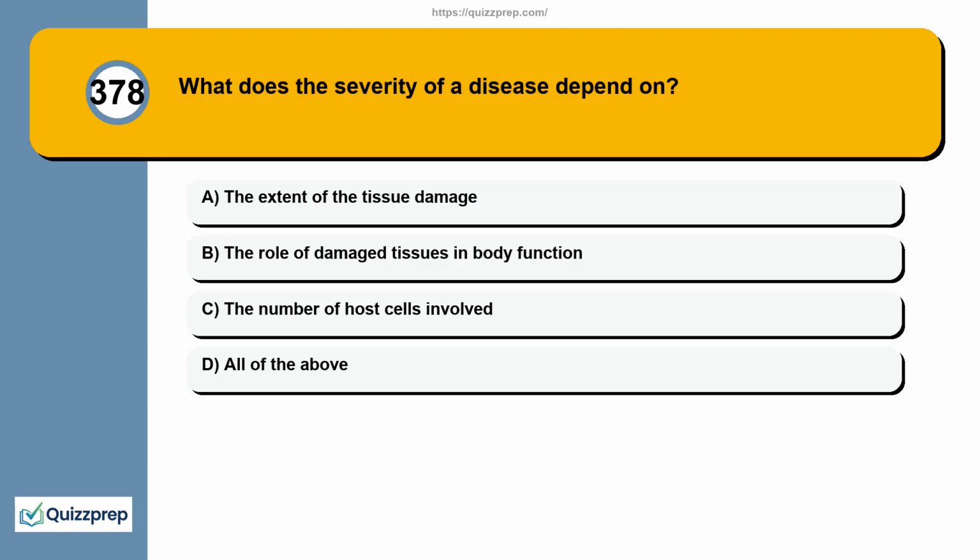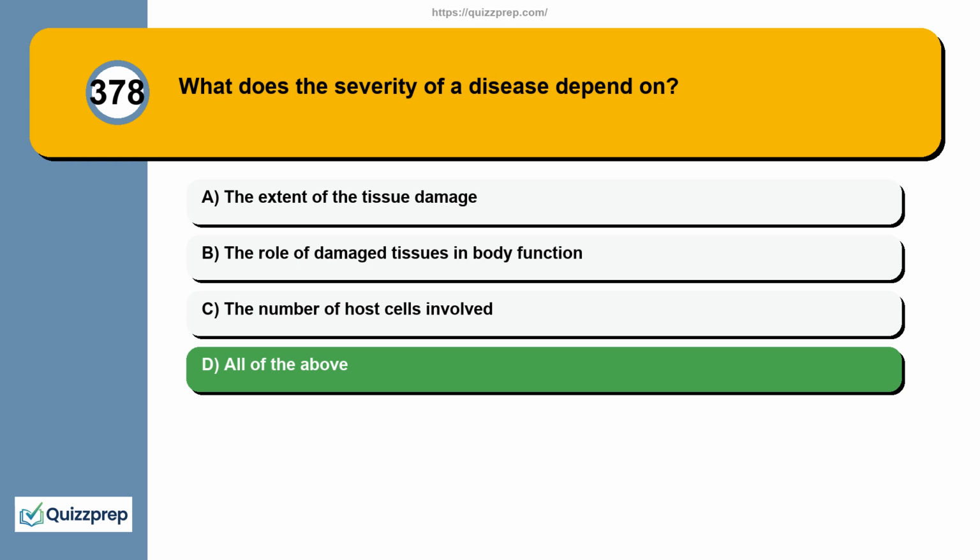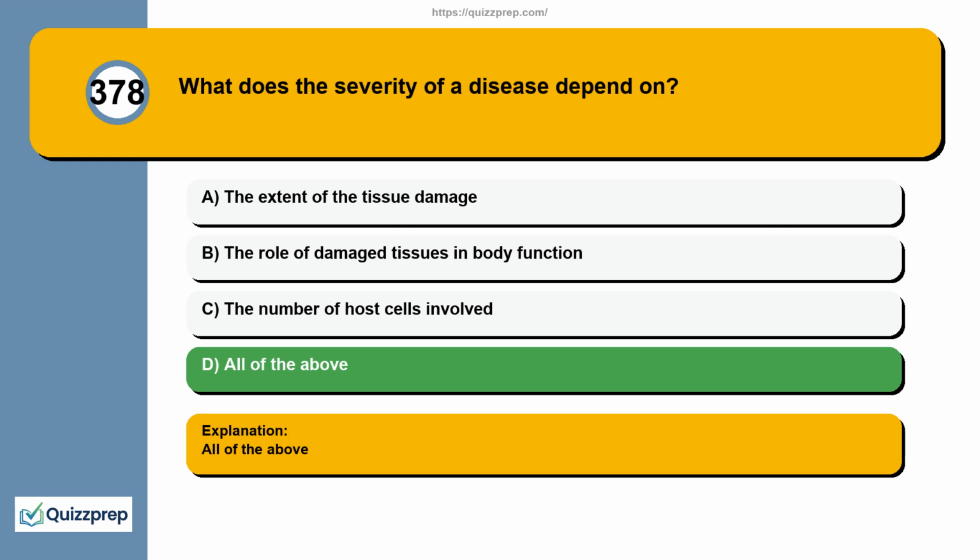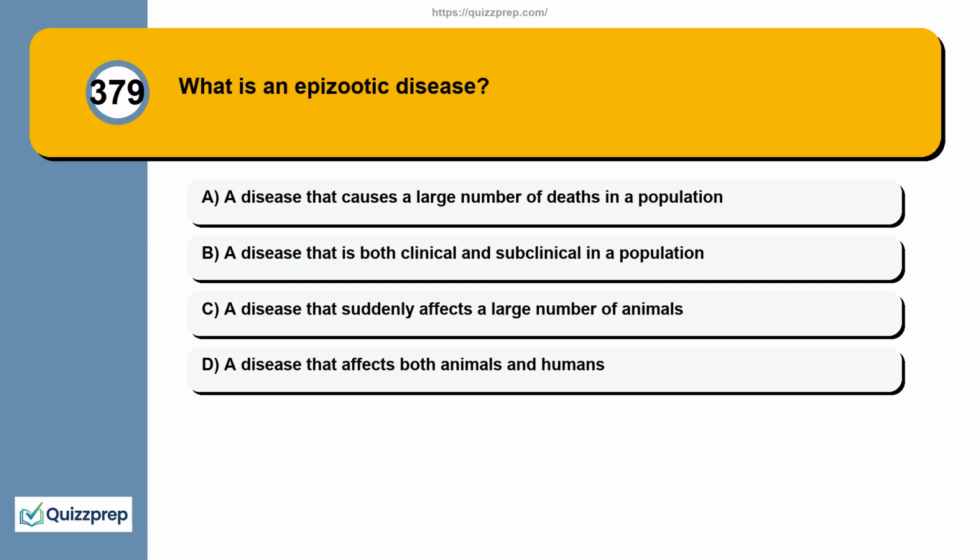Question 378. What does the severity of a disease depend on? Option A, the extent of the tissue damage. Option B, the role of damaged tissues in body function. Option C, the number of host cells involved. Option D, all of the above. The correct answer is option D, all of the above. All of the above.